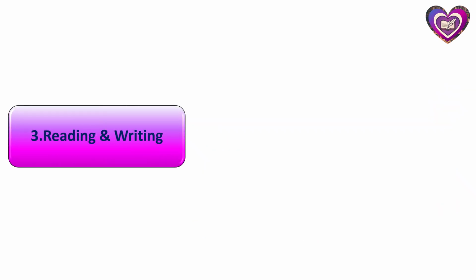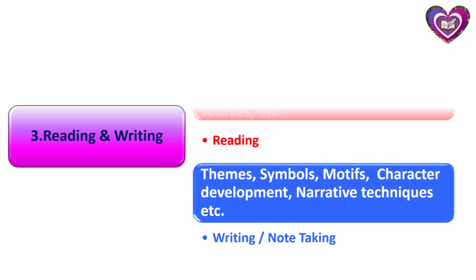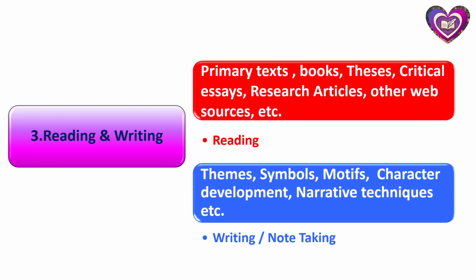Reading and writing. The next major step is reading deeply the major critical works, articles, and essays related to your topic. Sources include primary texts, library books, theses at university library, critical essays, articles in research journals, JSTOR, Google Scholar, other web sources.